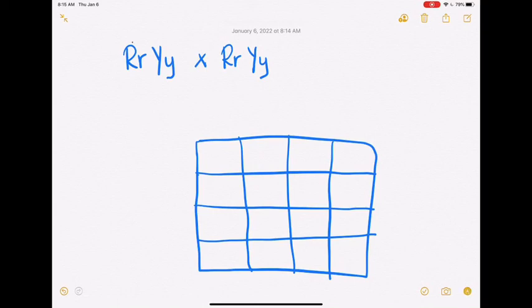So we're going to multiply the first one, the big R by the big Y. Okay? The next one, we would do big R by little y. That's the outer. Okay? Inner, we're going to do little r by big Y. And last, we're going to do little r by little y. Okay? Now, since this parent is the same, these alleles that go on the side are also going to be the same.